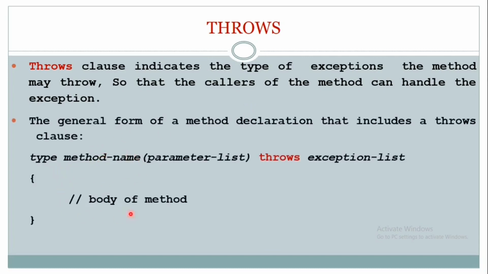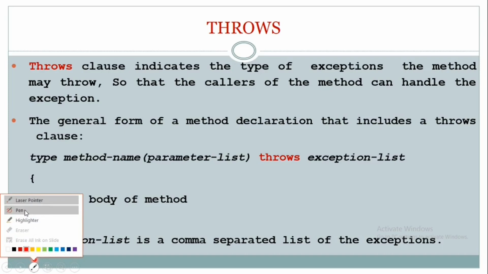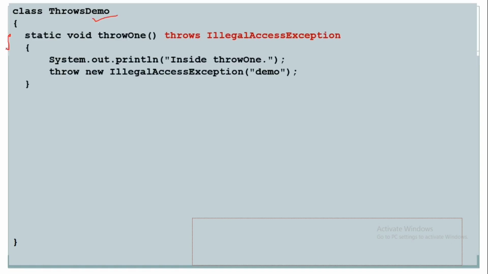As you can see here, this is a method definition. Within the definition we use the throws clause with the type of exception. It is just an indication to the caller of the method that this method might throw this exception. Sometimes the method might throw more than one exception, which can be mentioned here separated with commas. Now let us understand throws with a simple program. Here is a class ThrowsDemo, and within that we have a static method called throw1 that throws an IllegalAccessException.